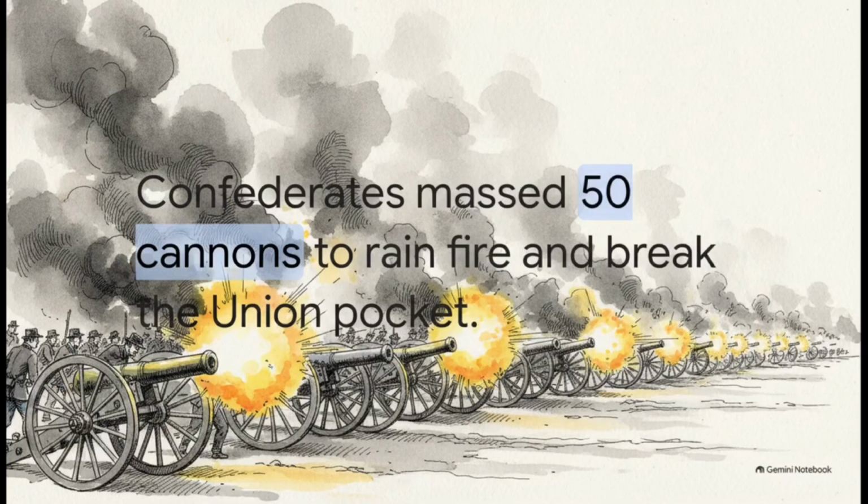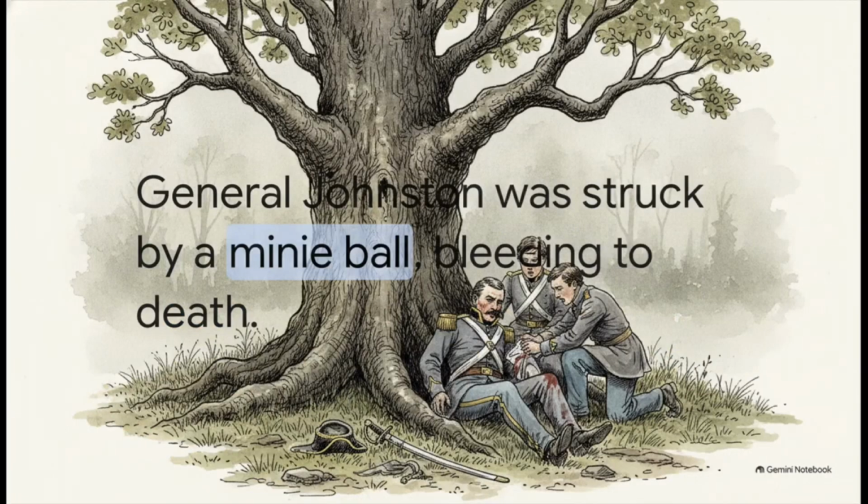To finally break the Hornets' Nest, the Confederates had to resort to just overwhelming firepower. General Ruggles massed a massive, concentrated bombardment from 50 cannons to basically rain fire down onto the Union pocket. Eventually, the immense pressure and artillery fire forced the surviving Union troops in the nest to surrender. But their enormous sacrifice had already altered the trajectory of the entire battle. And while the Hornets' Nest was fiercely holding on, a devastating blow struck the Confederate leadership.